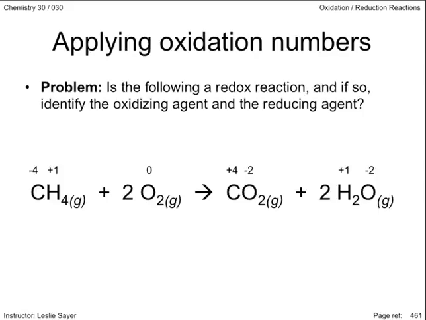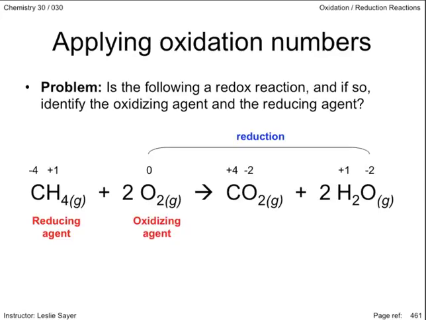First of all, we assign oxidation numbers to all the atoms in the equation according to the rules we learned earlier. Next, we compare the atoms and their oxidation numbers on the reactant side to those on the product side. Notice carbon. On the reactant side, it has an oxidation number of -4. On the product side, carbon is a +4. Carbon has lost electrons and so has been oxidized. The substance undergoing oxidation is the reducing agent. Hydrogen has an oxidation number of +1 on both sides of the equation and so is not involved in electron transfer.